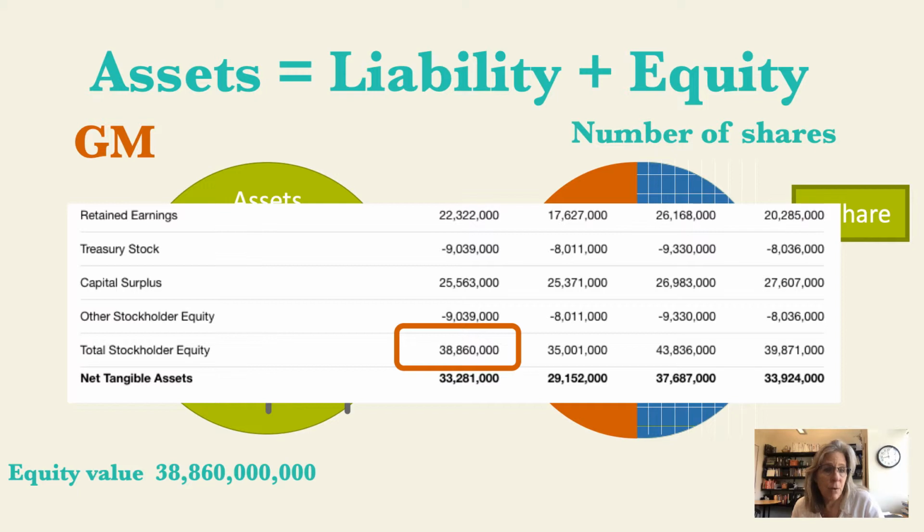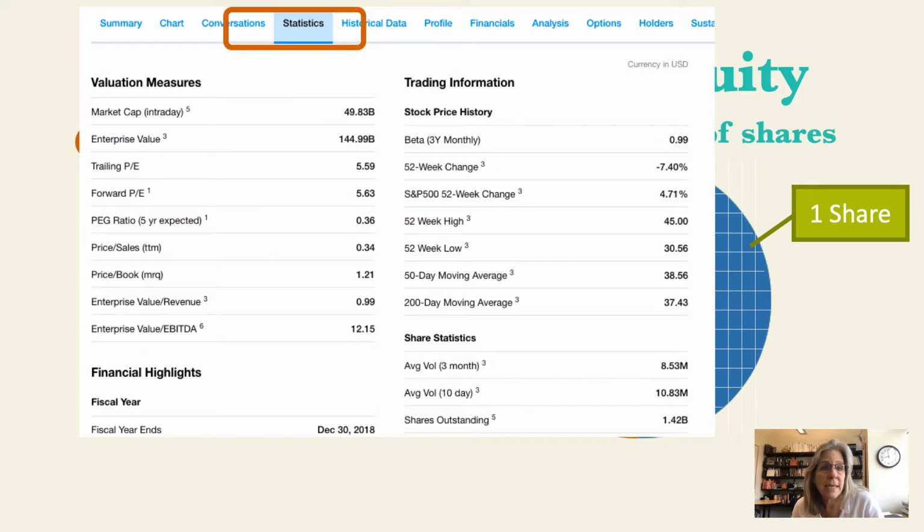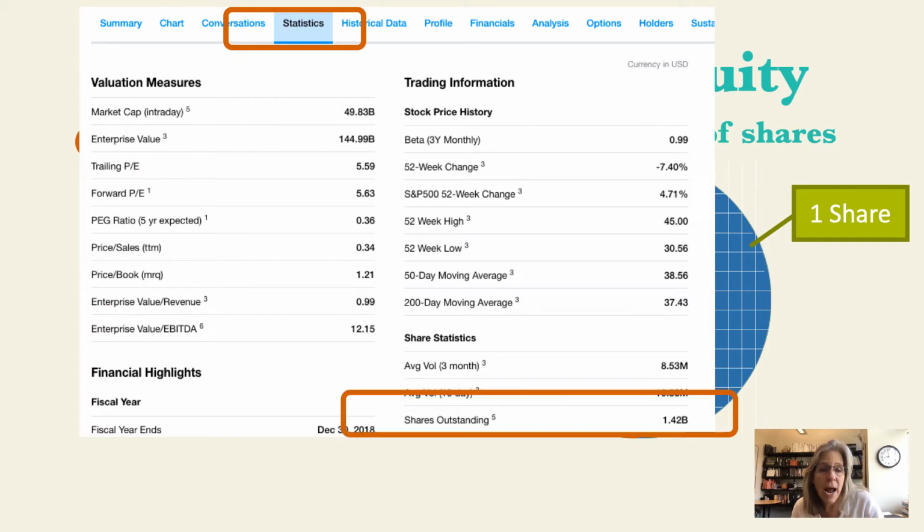The next thing we're going to look at is the number of shares. So remember, I said we take that value and divide it by all the shares outstanding. The place where we're going to see that is by looking at the statistics, again on Yahoo Finance. We scroll down and look for shares outstanding. You can see there's 1.42 billion shares outstanding. Now that's a lot of shares of General Motors. So that particular company is divided into a whole bunch of little pieces.